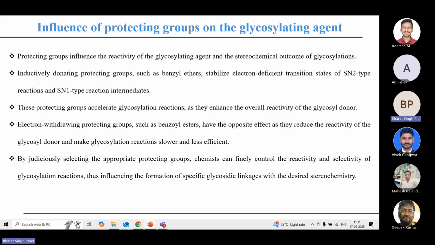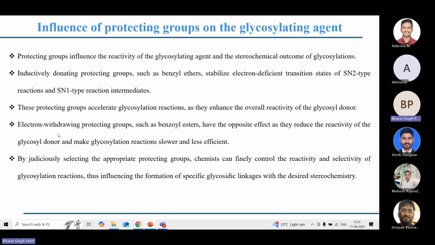Protecting groups influence the reactivity of the glycosyl donor and the stereochemistry of the glycosylation outcome, and also inductive effects. Like a benzyl ether stabilizes the intermediate, and then that intermediate can react in an SN1 or SN2 fashion to give a mixture of the glycosides.